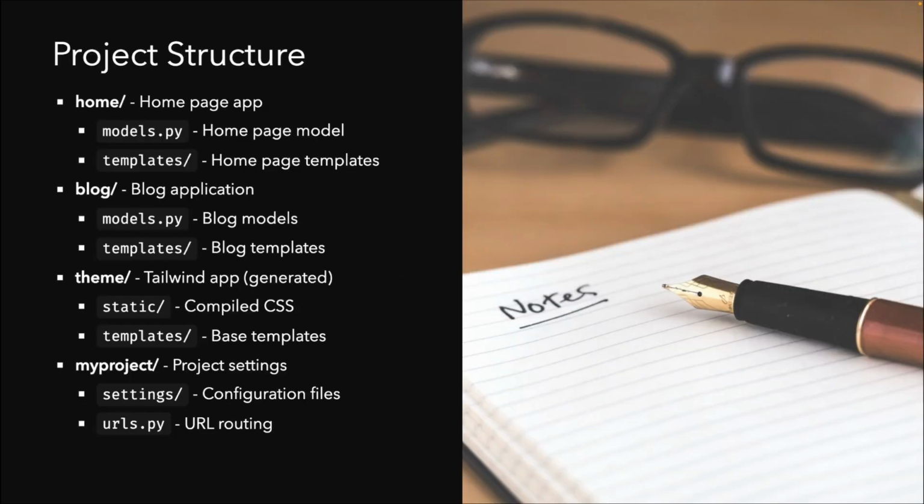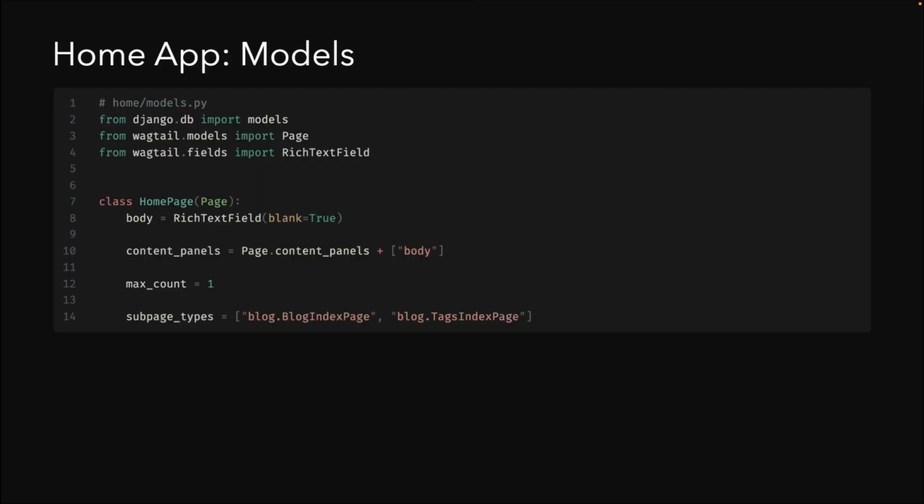This is the high-level structure of our project. We'll explore each of these components in detail. Our homepage is built on the homepage model. It extends Wagtail's page model with a rich text field for content editing and a max count of 1 to ensure there's only one homepage. Subpage types defines the allowed child pages.